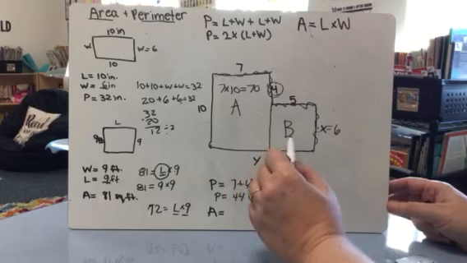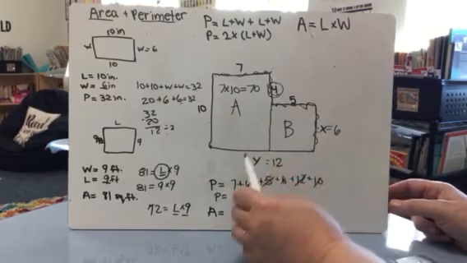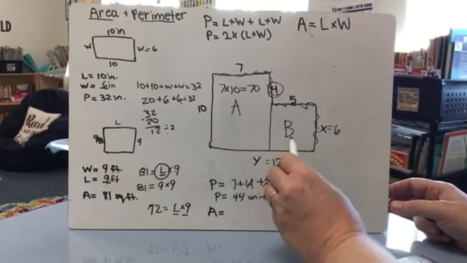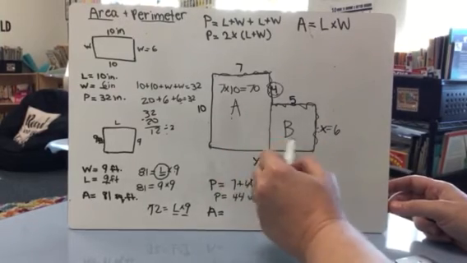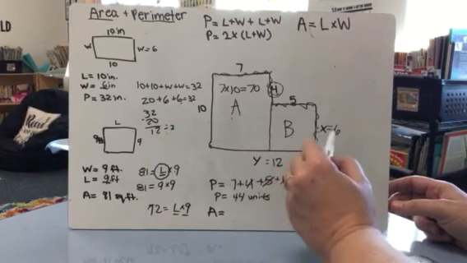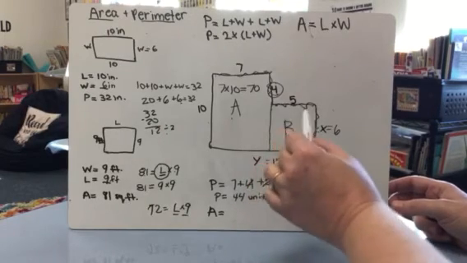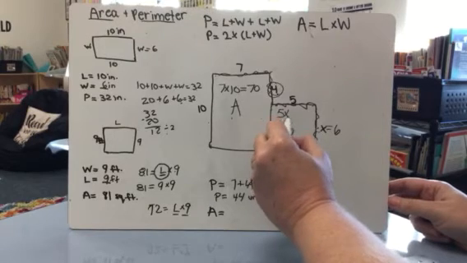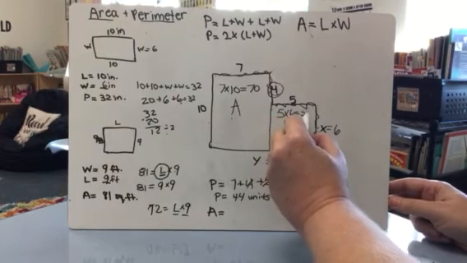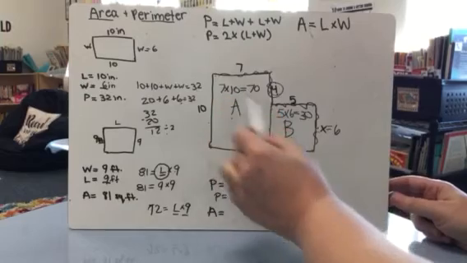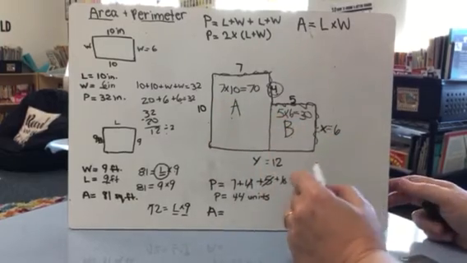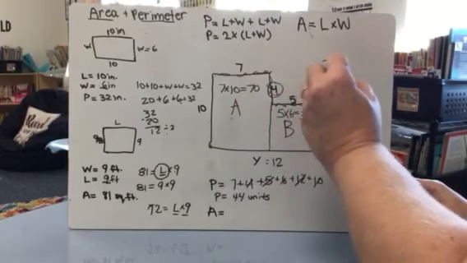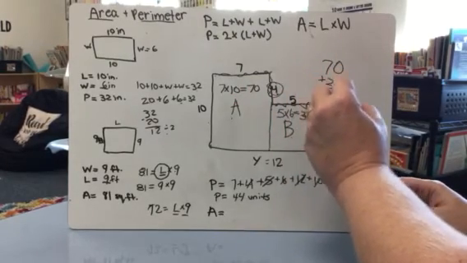Now I need to do B. I'm going to be really careful. I see a 12. I can't do 12 times 6 because 12 is part of B, but it's also part of A. It doesn't just belong to B. What 2 sides belong just to B? 5 belongs to B and 6 belongs to B. 5 times 6 is 30. So this area is 70. This area is 30. The area of the whole complex figure would be adding those up.